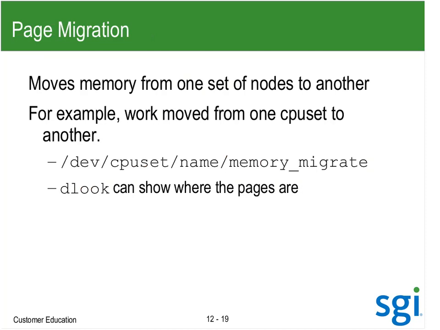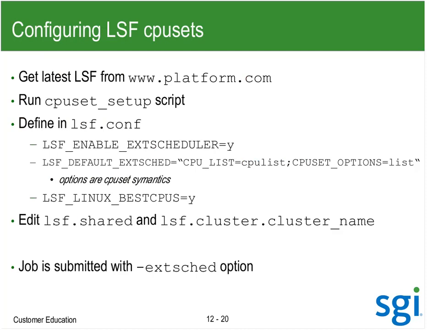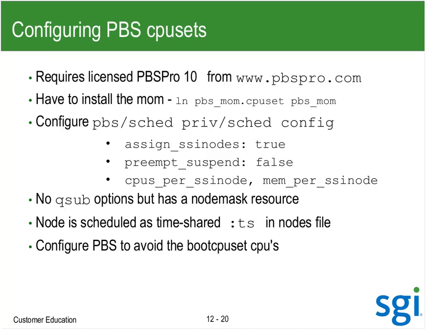There is the ability of memory migration, which moves memory from one set to another. And again, DLOOK can show you where your pages are. And I have that 20-line DLOOK-summary to summarize the DLOOK report. How to do it in LSF. In PBS, you link or copy. There's a special binary there for you.